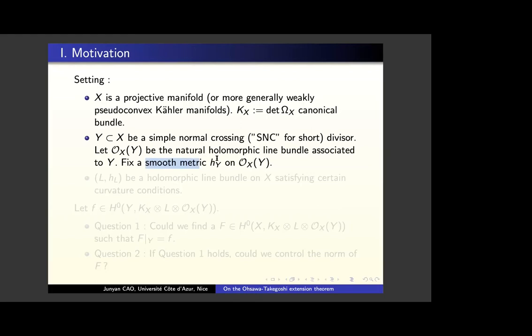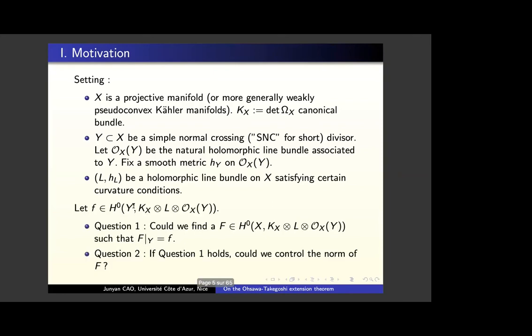Moreover, we fix a smooth Hermitian metric h_Y on O_Y. We should make precise that here h_Y is a smooth metric. The third element is a holomorphic line bundle. We fix a holomorphic line bundle L on X with a possibly singular metric h_L. For h_L, it might be singular. We fix a holomorphic line bundle such that it satisfies certain curvature conditions, which we will make precise later.